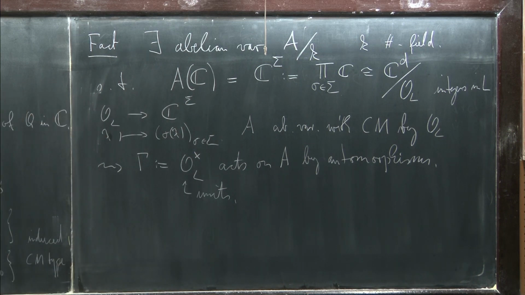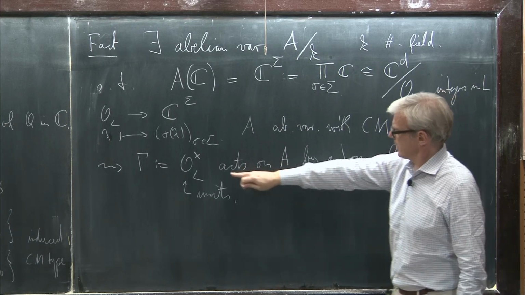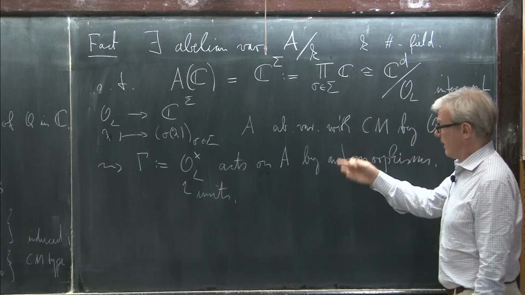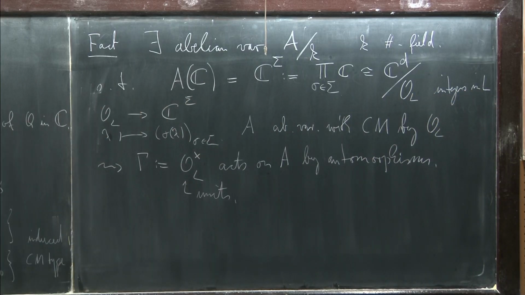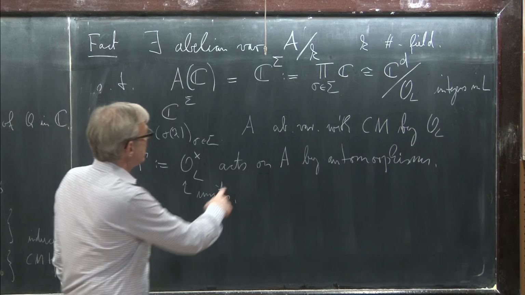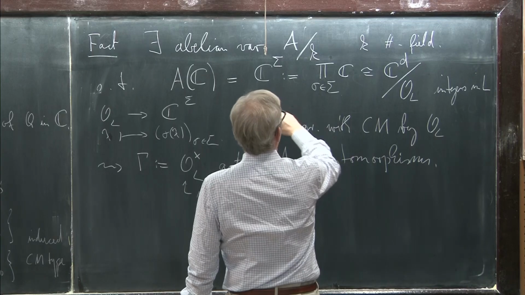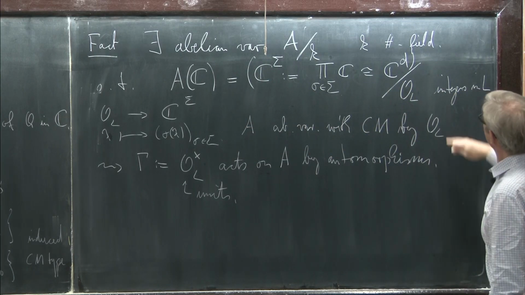Okay, so we have a variety over a number field, and this has an additional action by a large automorphism group. So this is a group which contains a free part of rank D-1. Okay, so this abelian variety is this quotient.